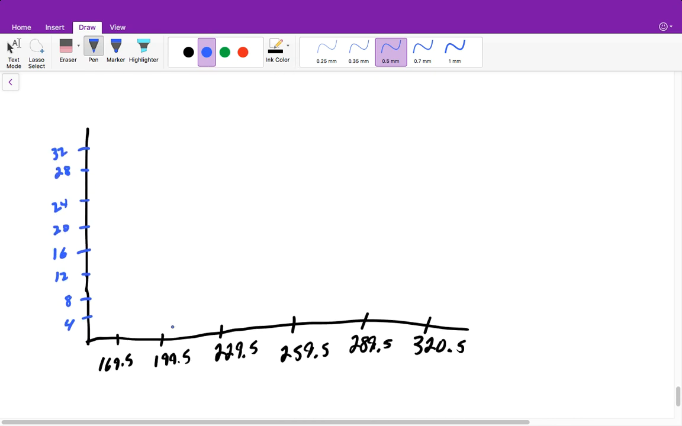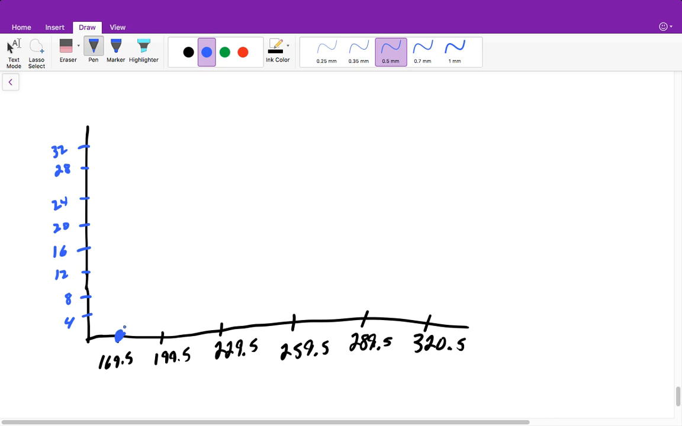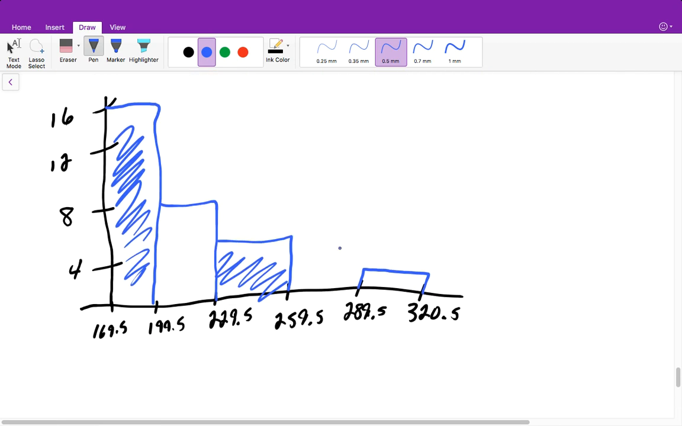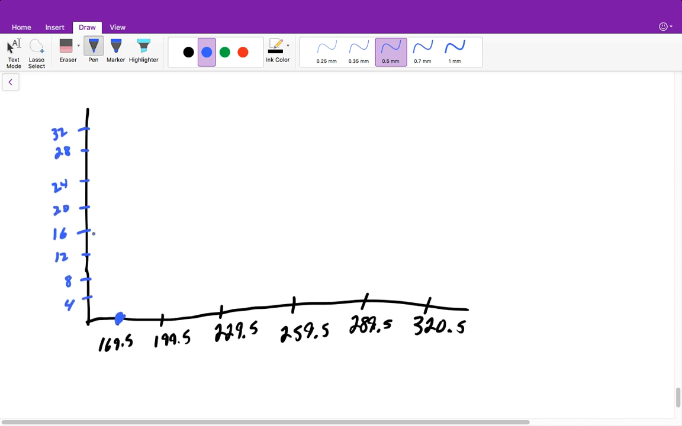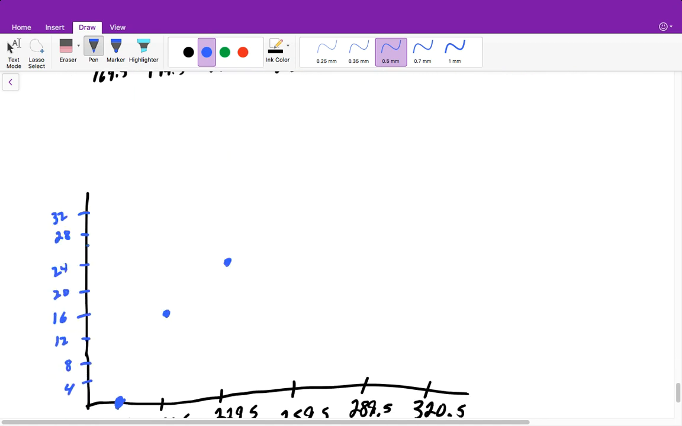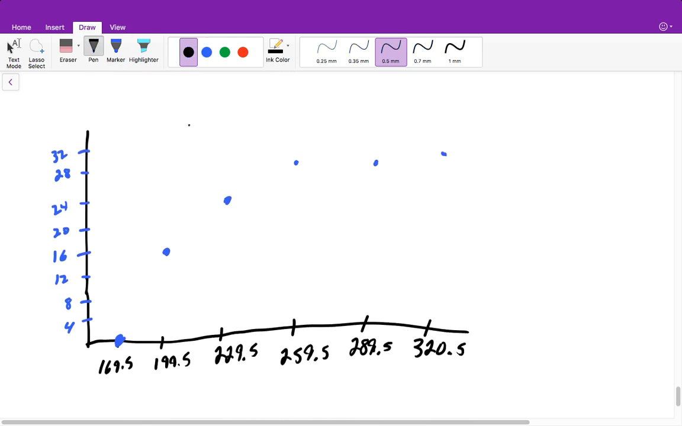Now the beginning of our class boundary is at 0, and then we plot our cumulative frequency every single time. At the end of our first class boundary, we were at 16. At the end of our second, we were at 24. At the end of our third one, it was 29, so we're almost done at that point. At the end of the next one, it's still 29, and then at the end of the next one, it was just 30. So we plot our points, and then we draw straight lines connecting them. And that will be our ogive.